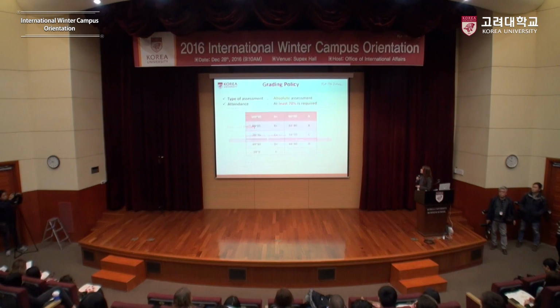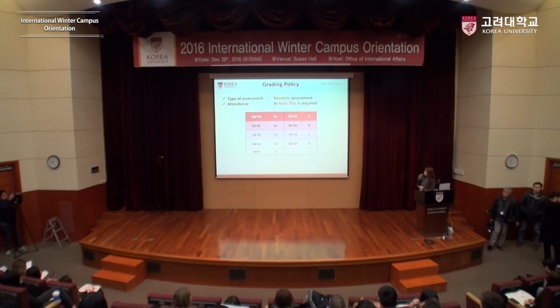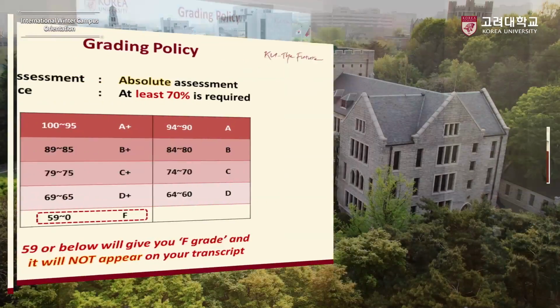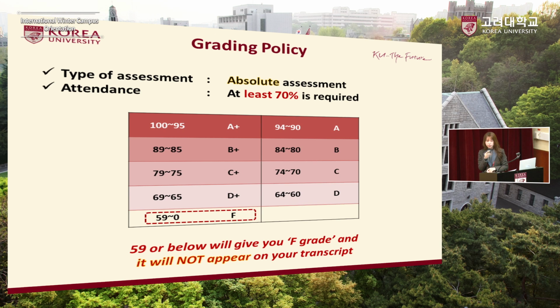And so this is our grading policy. It is based on absolute assessment, and attendance is very critical. At least 70% is required. And here at Korea University, when you get a D grade, it is counted as a passing grade. However, since this is not a universal grading system, your final letter grade can change when our final transcript is issued to your home institution. So please make sure to contact your academic advisor to check on that. All right. Also, 59 or below will give you an F grade, and it will not appear on your transcript. Hope that does not happen during our program. All right.